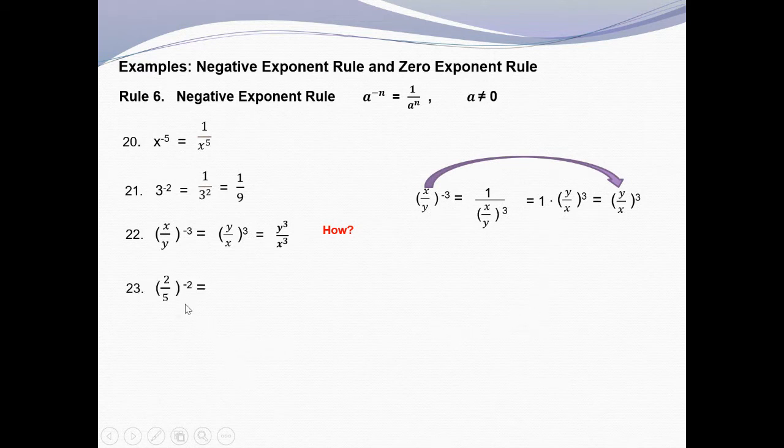So now, how about this one here? So here's an example, so I'm going to go straight to the answer. So the reciprocal and make it positive. Now it's going to be 5 squared divided by 2 squared, which will give us 25 over 4.